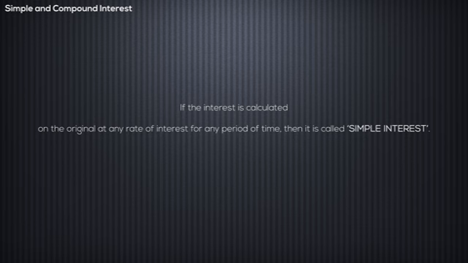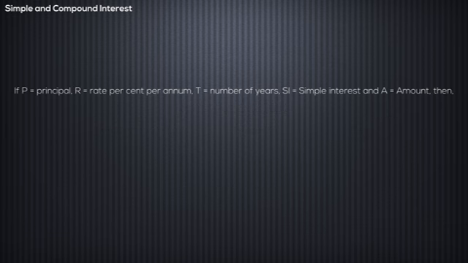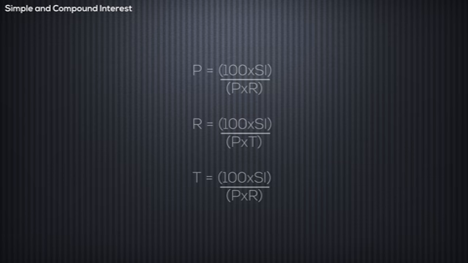If P is equal to principal, R is equal to rate % per annum, T is equal to number of years, SI is equal to simple interest, and A is equal to amount, then simple interest is equal to the product of principal, time, and rate divided by 100. Rearranging this formula, we can find the value of principal, rate, and time as shown.